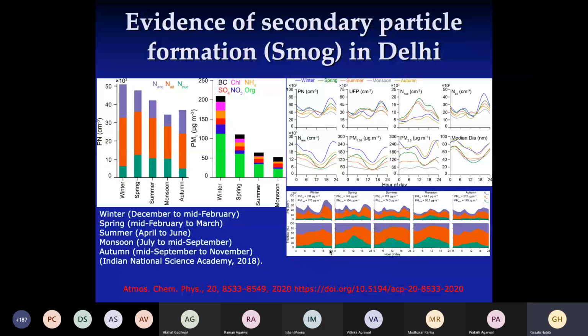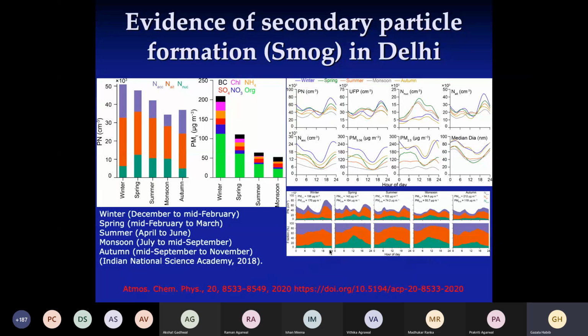So this is an overview of the emission from various sectors, and that is what I wanted to show. Then what is the evidence of secondary particle formation or smog formation in Delhi? This is another paper we published in 2020 in Atmospheric Chemistry and Physics.